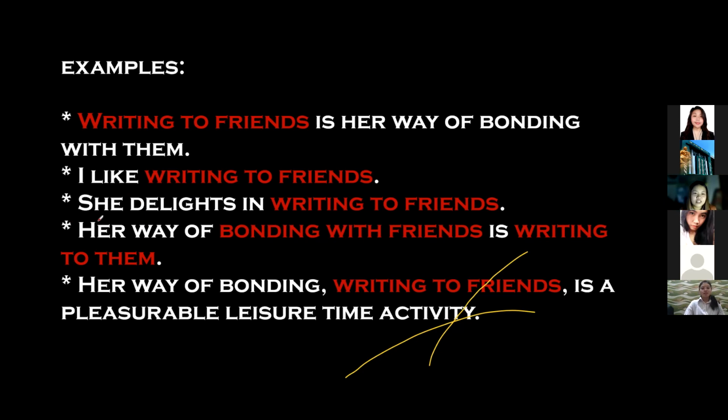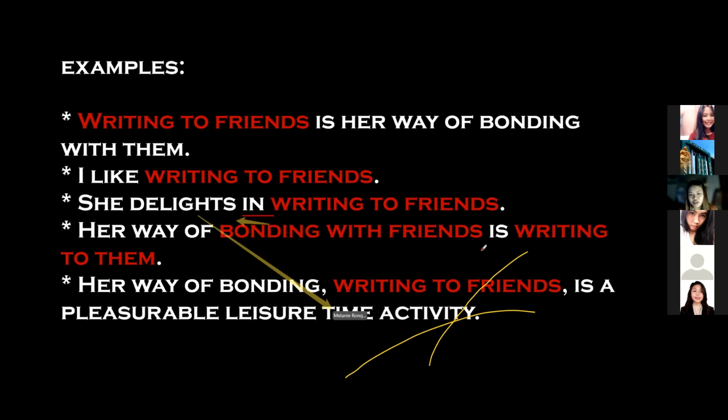Next. So, on the third sentence, she delights in writing to friends. So what do you think the function of writing to friends? Predicate nominative. Direct object. Ano po? Paulit po. Object of preposition. Bakit siya naging object of preposition dito sa sentence? Because of the preposition in. Yeah. The preposition in ang naging reason bakit siya naging object of preposition, writing to friends, because of the preposition in.